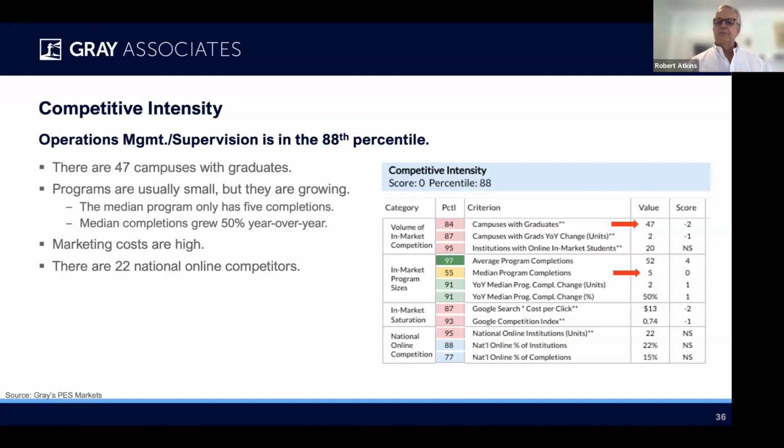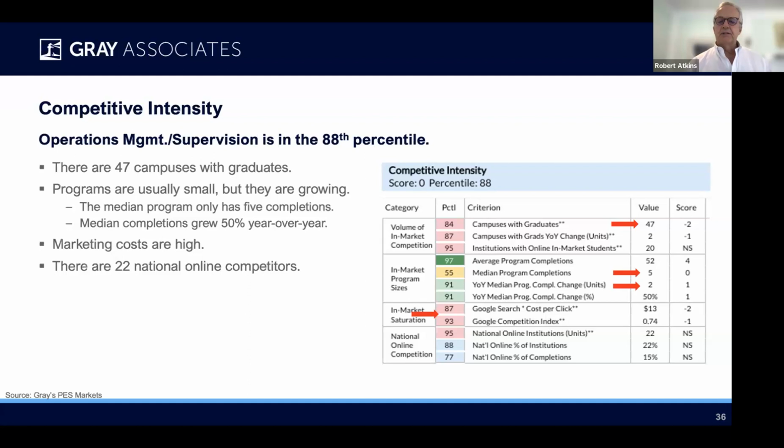You do get some big programs. You can see 52 there at some of the bigger schools. So it's not that it can't be big, but it usually isn't. The good news is it's growing, up 2 in median completions. So if anything, this is getting better. And I am a little worried because it's looking saturated.